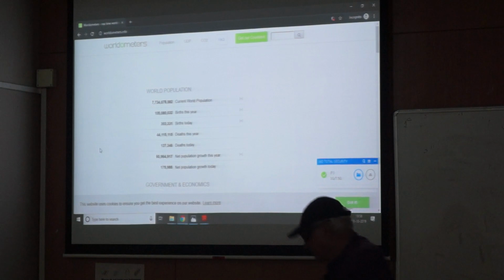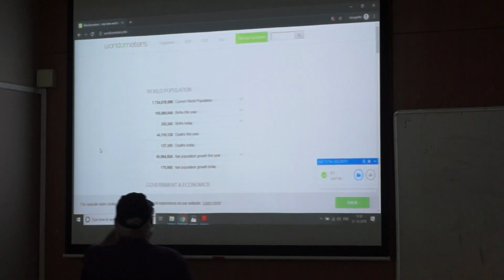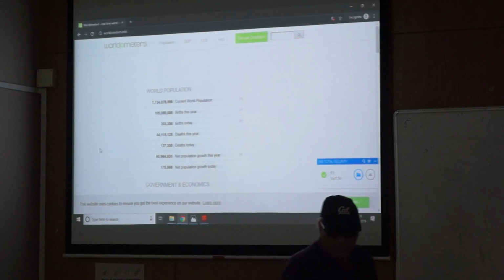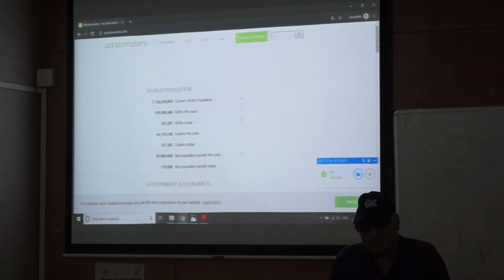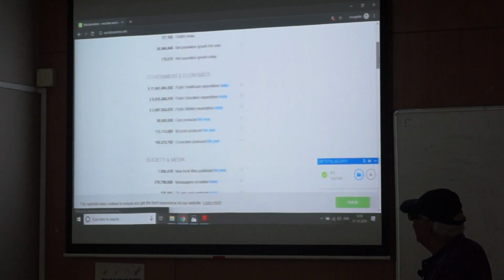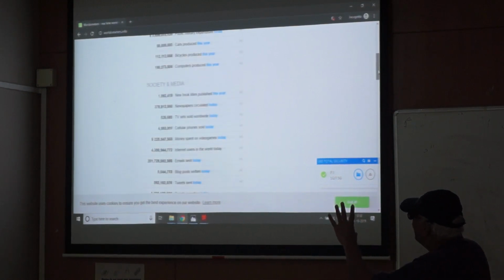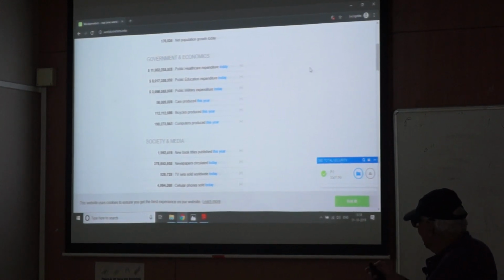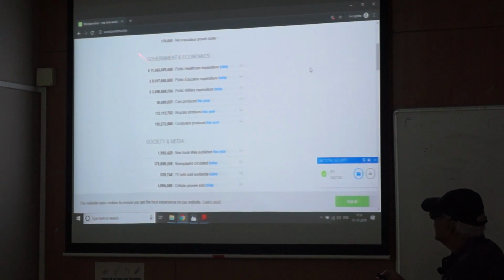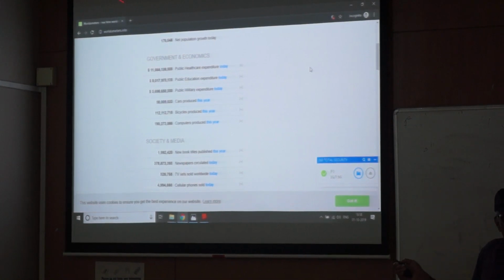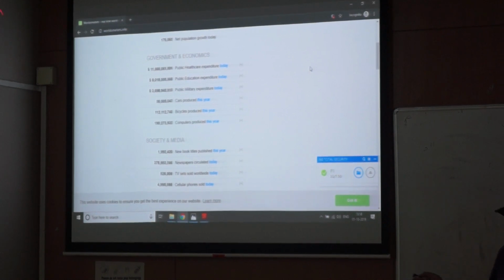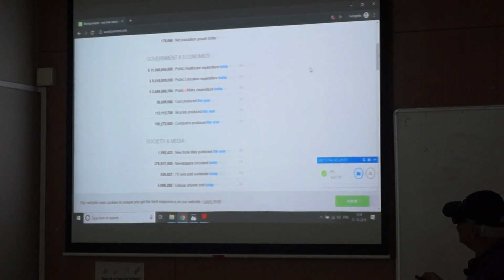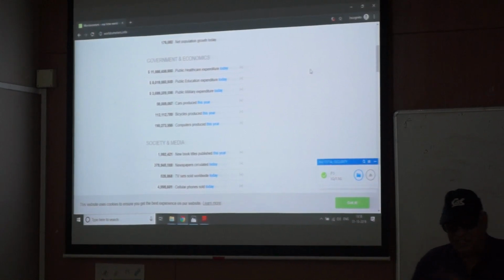Number of births and all. This is about the population. Government and economic, public health expenditure. Public education expenditure.